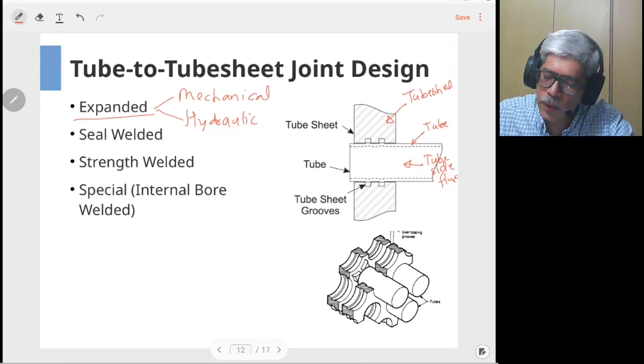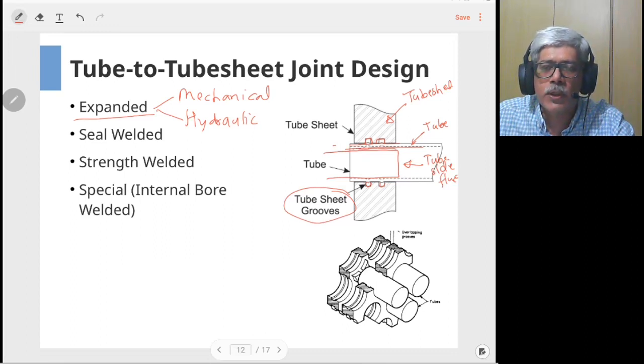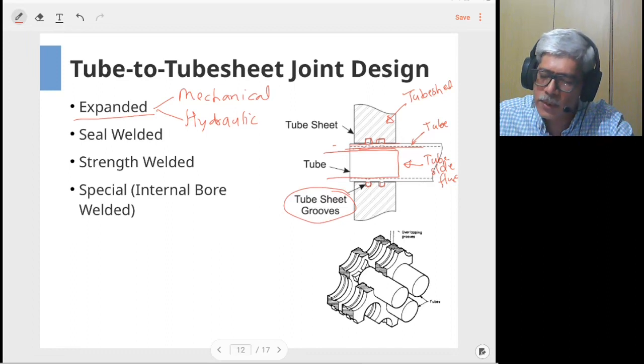In both the cases, the tube is inserted into the tube sheet, and the tube sheet has what are known as expansion grooves. In mechanical expanders, you have a mandrel which goes inside, and it has a tapering geometry which pushes the tube towards the expansion grooves, and the tube flows into the grooves and the joint takes place. Unless it is controlled properly, it can lead to some breakage or initiation of cracks in the tube sheet.